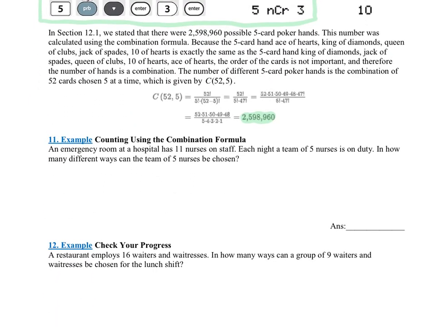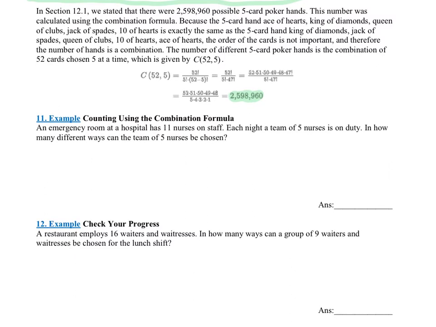Okay? So let's look at example 11 here. It says an emergency room at a hospital has 11 nurses on staff. Each night a team of 5 nurses is on duty. In how many different ways can the 5 nurses be chosen? So I hope it's easy for you to understand that the total here is 11 nurses. And then what you want is 5 nurses. But what we really have to emphasize is that they're just on duty. Since they're on duty, it doesn't matter if they are the first one on duty or the second one on duty, they're on duty. So this means order does not matter.